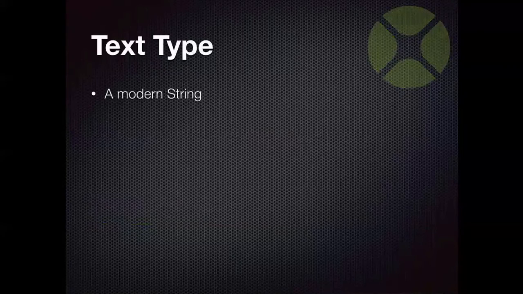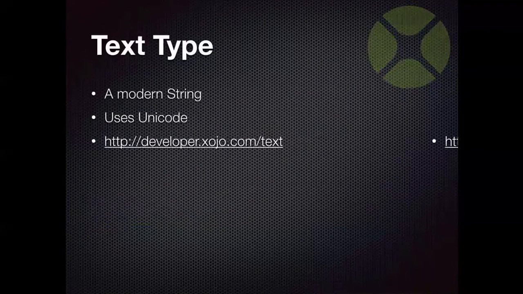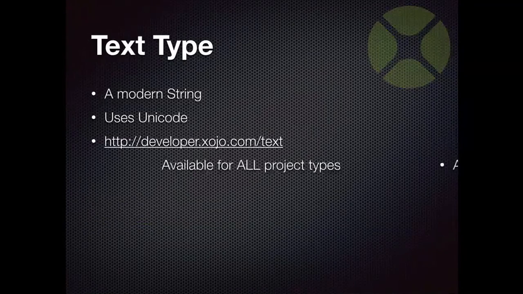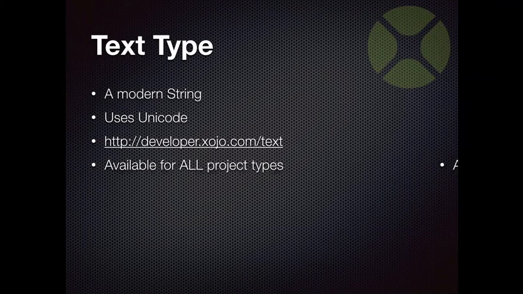So the text type, what is it? Well, essentially, it is a modern string. It uses Unicode for storing its information. You can read its doc page here at developer.xojo.com/text. And it is available for all project types. So this is not an iOS thing, just like all the other stuff we talked about last time. You can use this in all your project types. Whether or not you're even using the new framework, you can still use the text type.